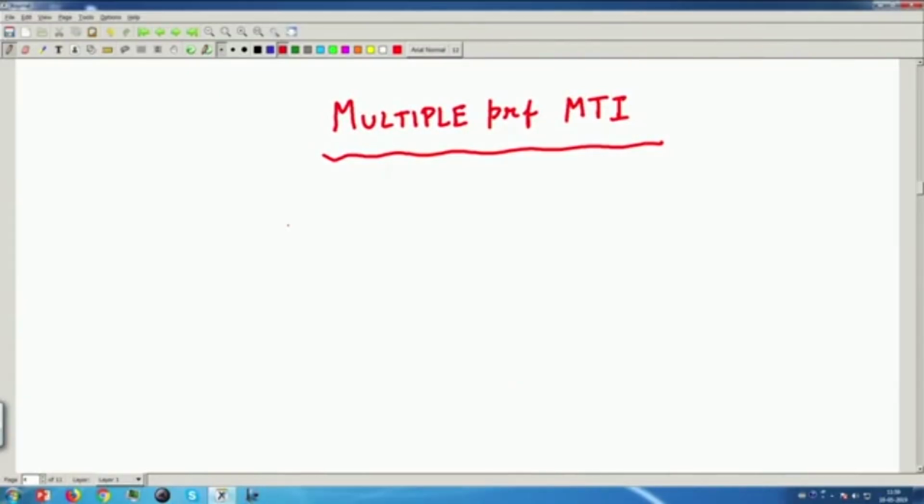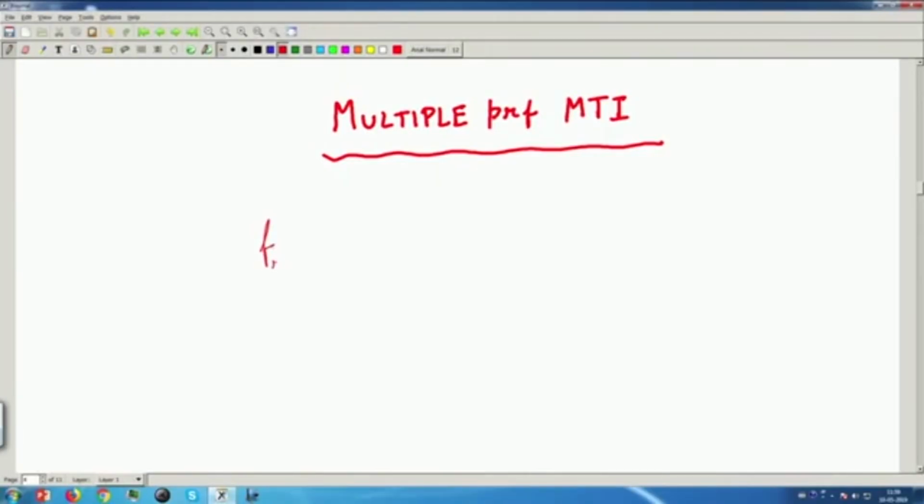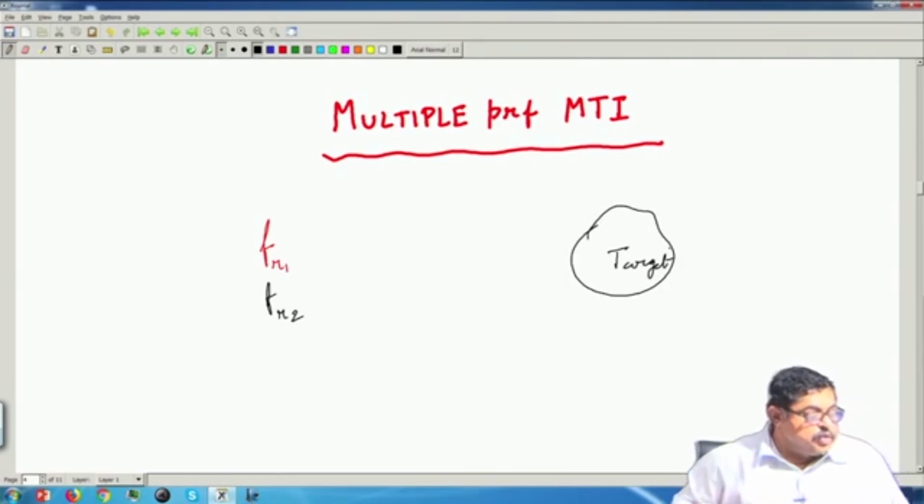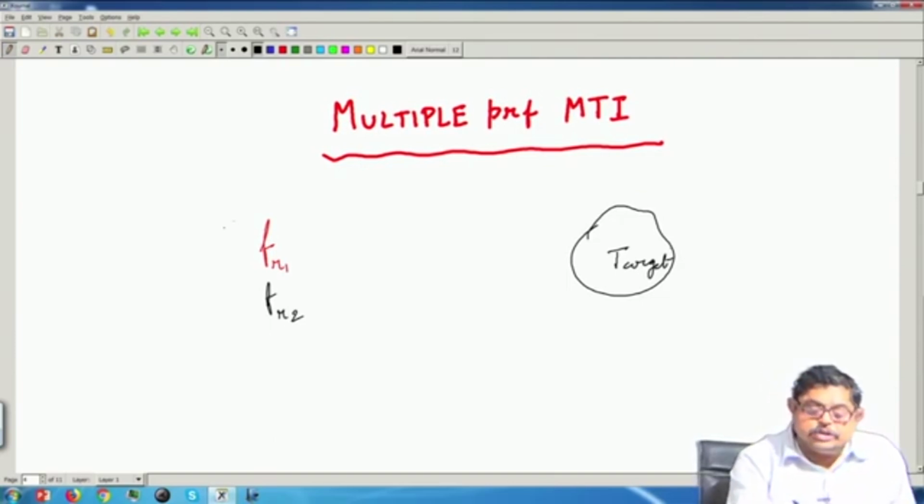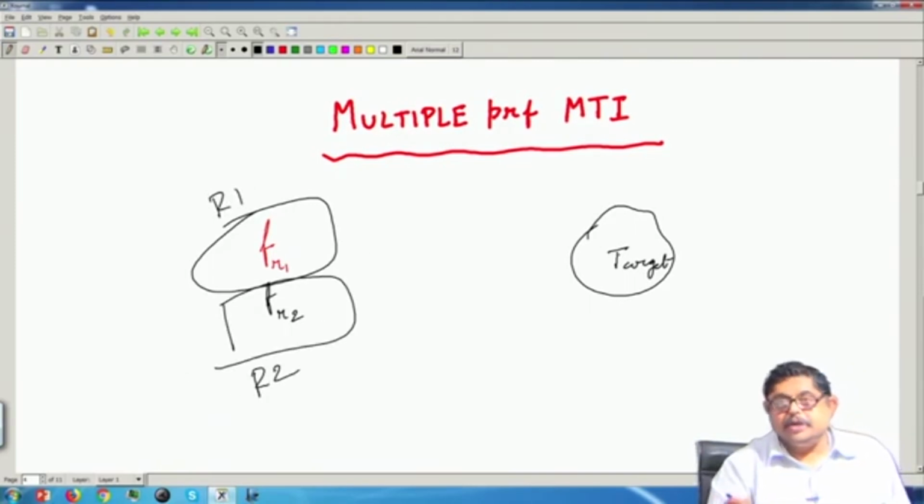So, now to understand the concept, first thing is that there are two pulse radars with different PRFs. Suppose one PRF is FR1 and another PRF is FR2, and they are trying to detect a target. Obviously, since this is radar 1 and this is radar 2, they are trying to detect the same target. So, obviously, the first blind speed of this radar is different from the first blind speed of this radar, because their PRFs are different.